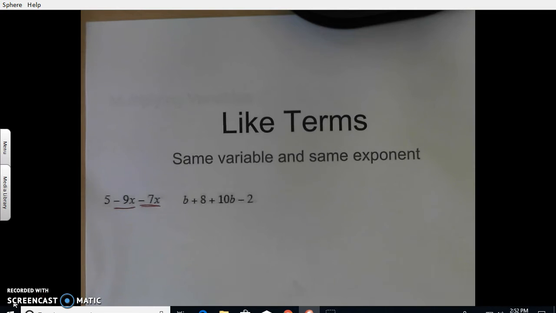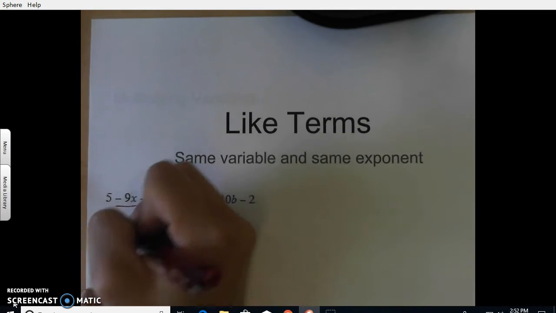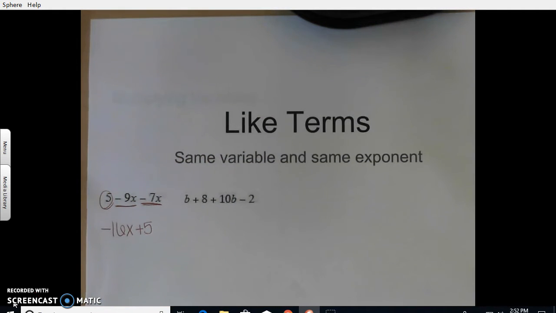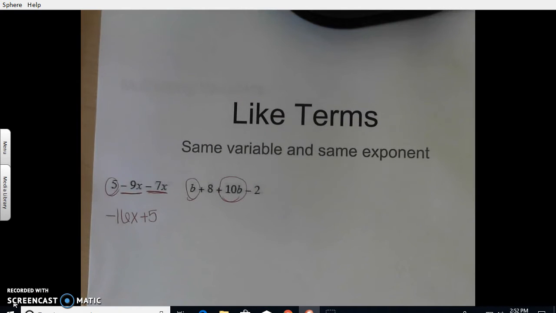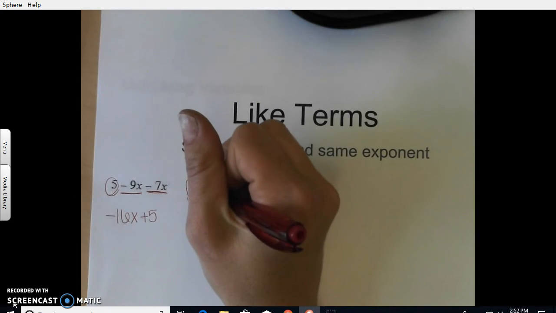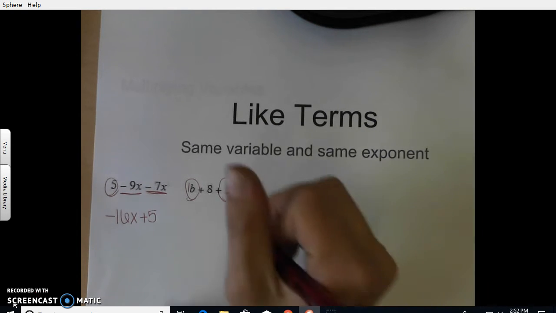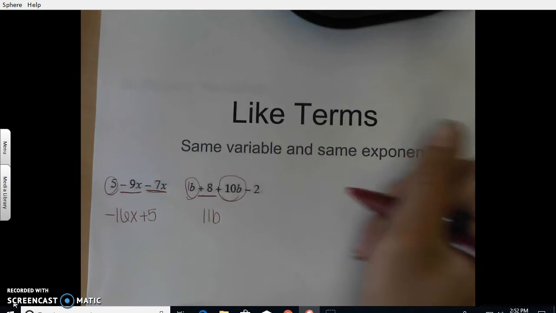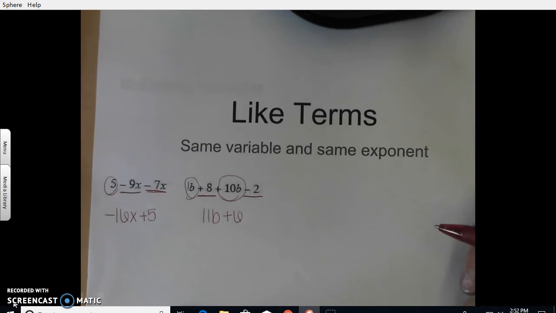Negative 9 plus negative 7 is negative 16x. Then we continue to write the plus 5. In this next problem, b and 10b, since I do not have a number in front of b, I know that the coefficient is 1. So 1b plus 10b is 11b. Then we can combine the 8 and the negative 2 to be plus 6.